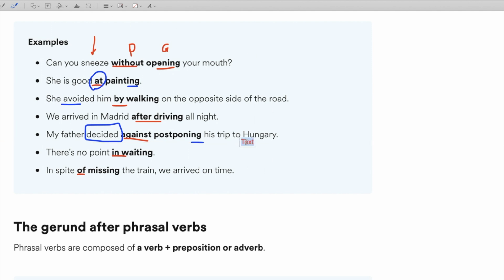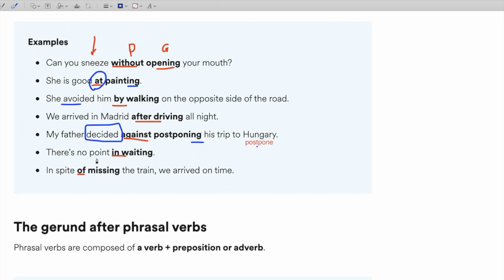Postpone, let me make this a little bit bigger. Okay. Postpone ends with an E, okay? Postpone means you are going to delay something. You're not going to do it now, you're going to do it later. So my father decided not to postpone his trip to Hungary, okay?